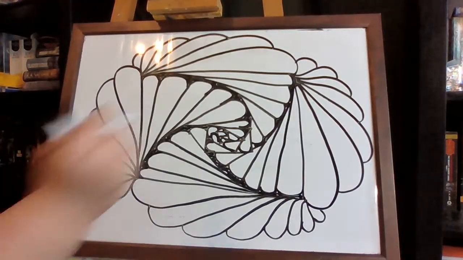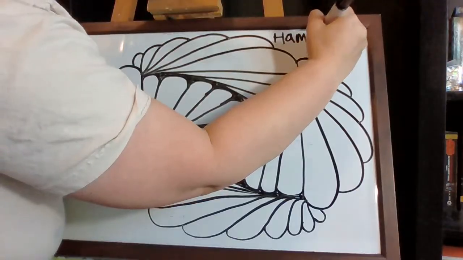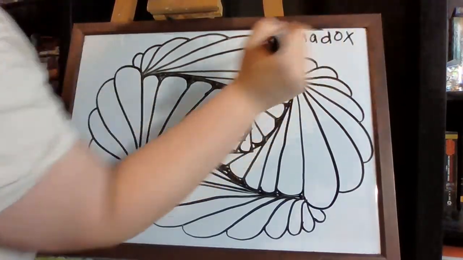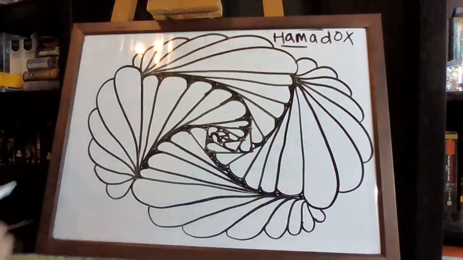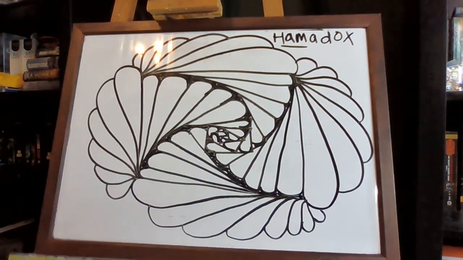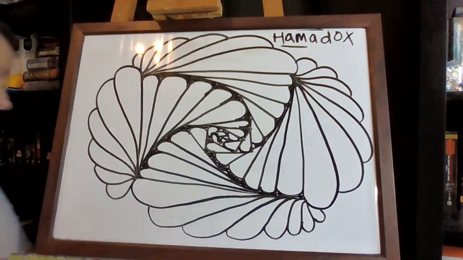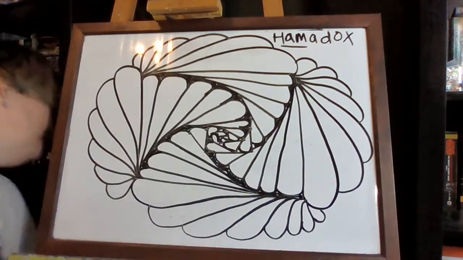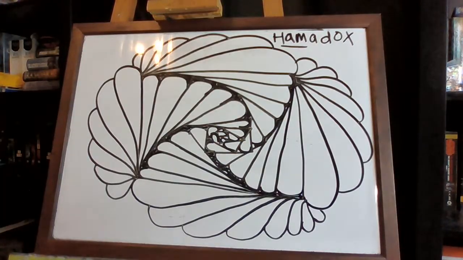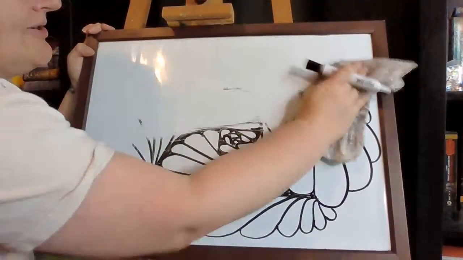All right, so again, this is Hamadox. And if you're into Zentangle, a lot of patterns that start with HAM will have this same kind of, I don't know, it looks like a fan or like a tail, that repeating element. So if you like drawing this one, look up some other patterns that start with HAM. All right. So on to our next pattern.